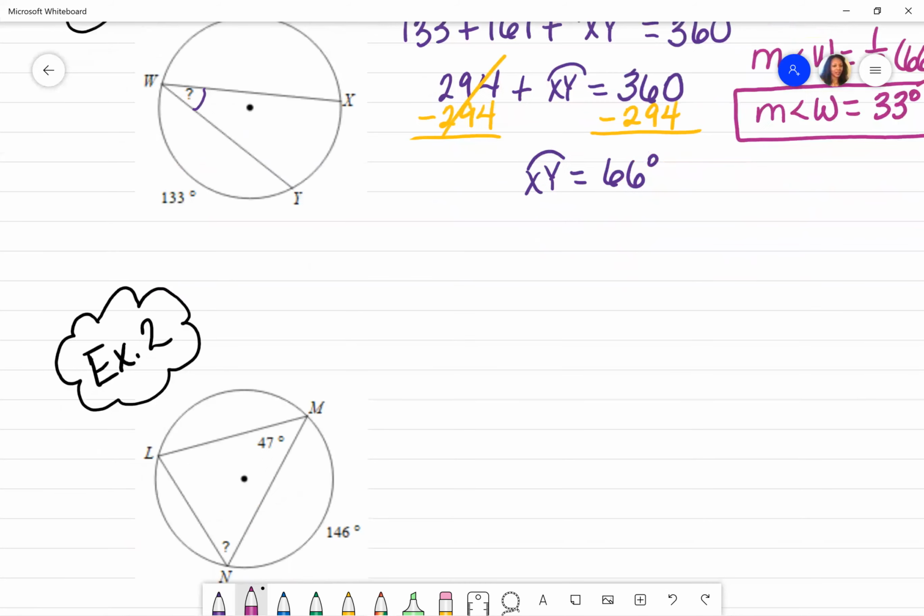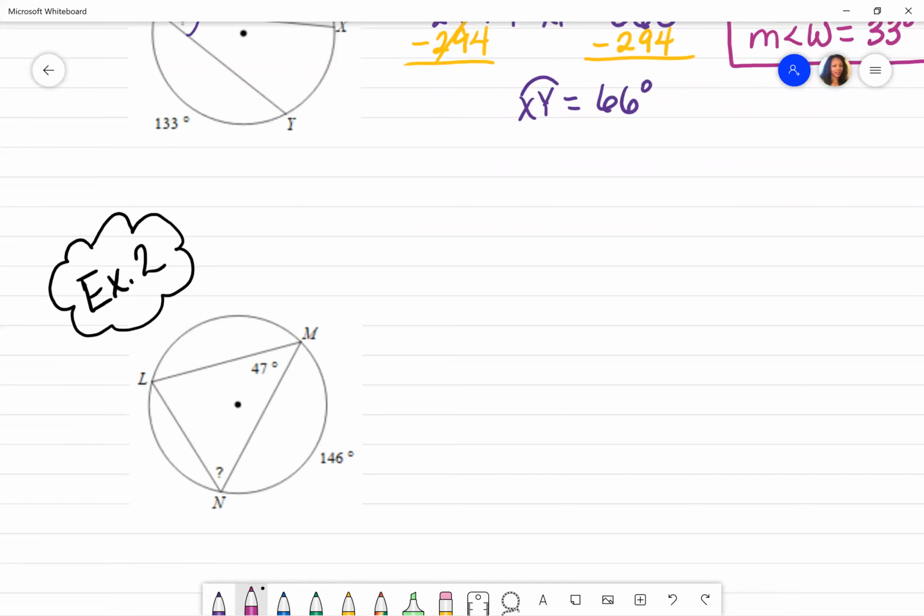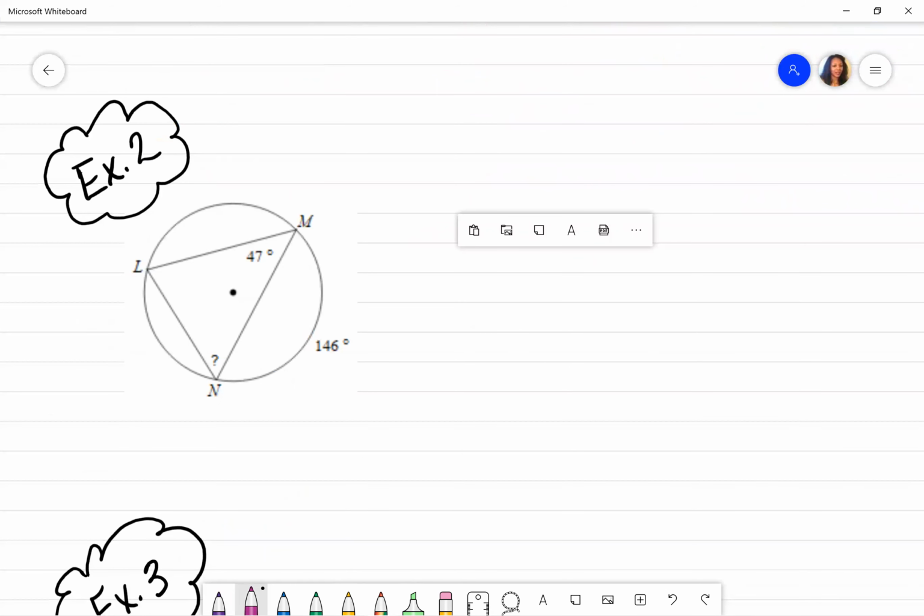You just found your inscribed angle. This next problem has an inscribed angle already given, but then they want you to find one of the other ones. There's multiple ways to do it. Since you have a triangle, you can figure it out knowing that the measures of a triangle's angles added together equal 180, but we're going to do it a different way.